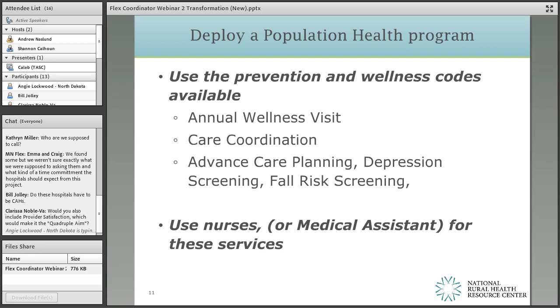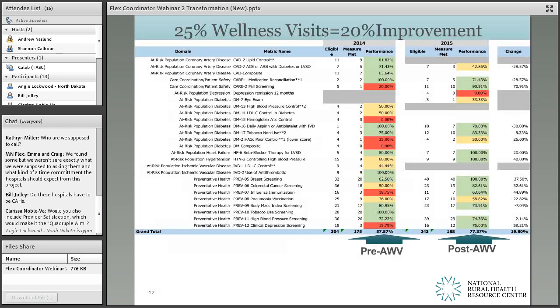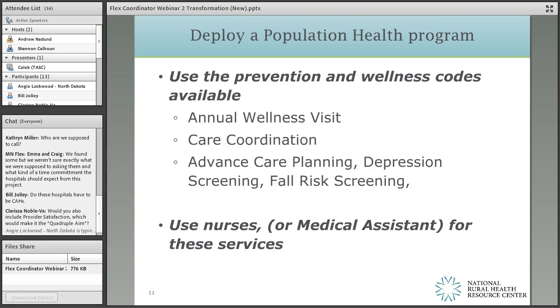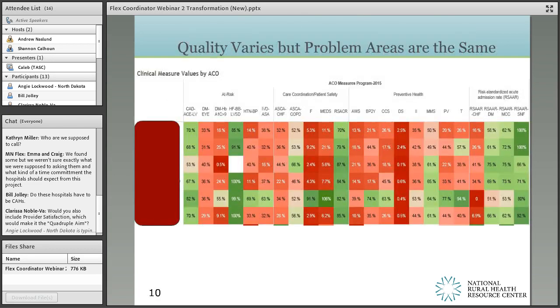The other thing is adding on to this advanced care planning, depression screening, and fall risk screening. This measures and supports the senior population in those things that you could be concerned about. Then, as I said, let's use nurses or a medical assistant, depending on what's happening in your state, for these services, and that is acceptable in most states.